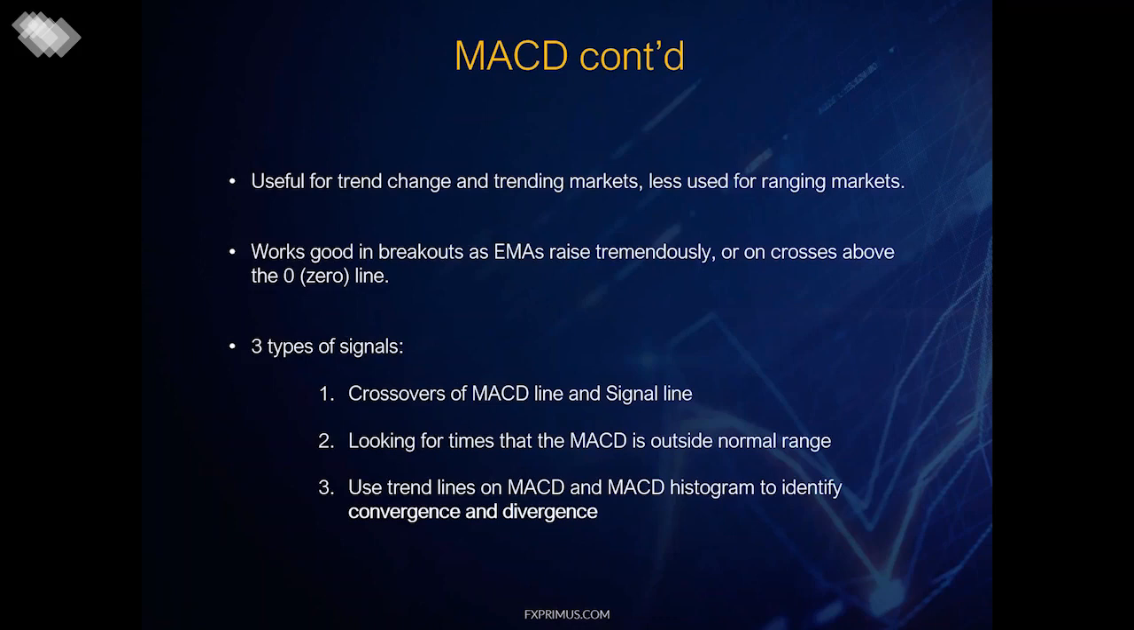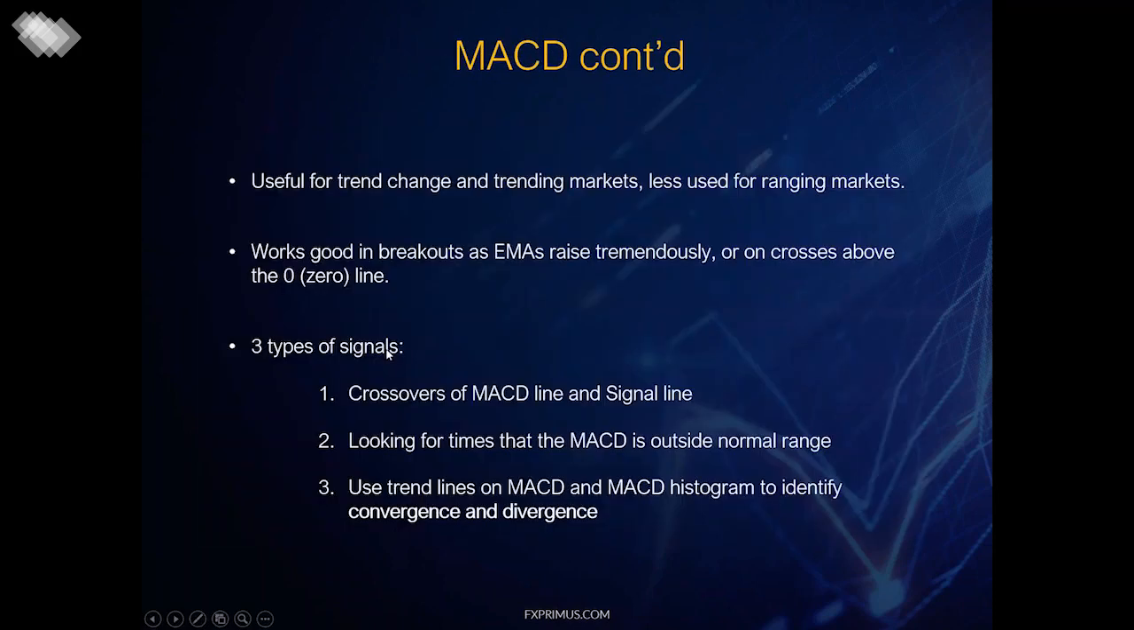Now, the MACD is useful for trend change and trending markets. It's not really useful for ranging markets. It was very good in breakouts as the exponential moving averages rose tremendously, or also on crosses above the zero line. There are three different types of signals. Crossovers of the MACD line and the signal line, looking for times that the MACD is outside normal range, and using trend lines on MACD and MACD histogram to identify convergence and divergence.